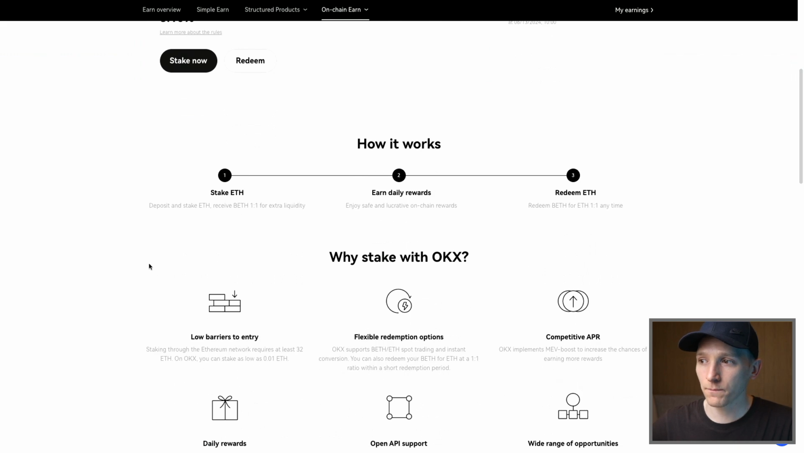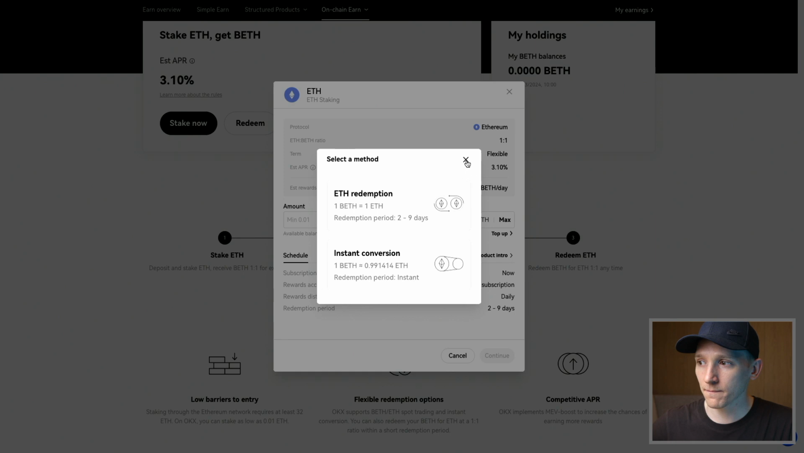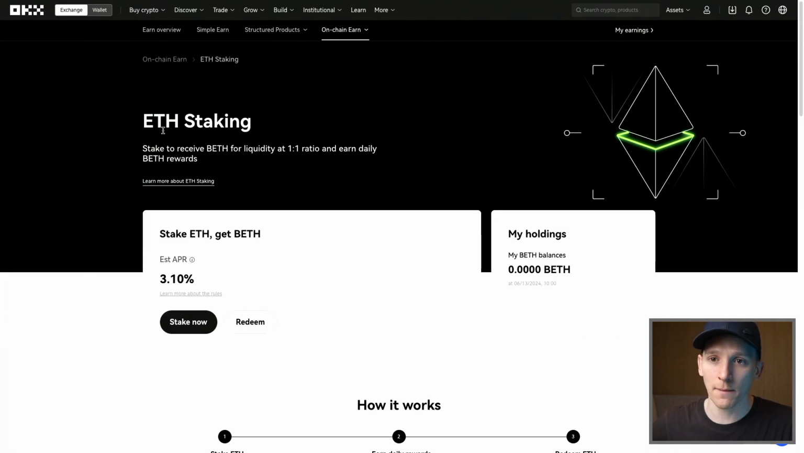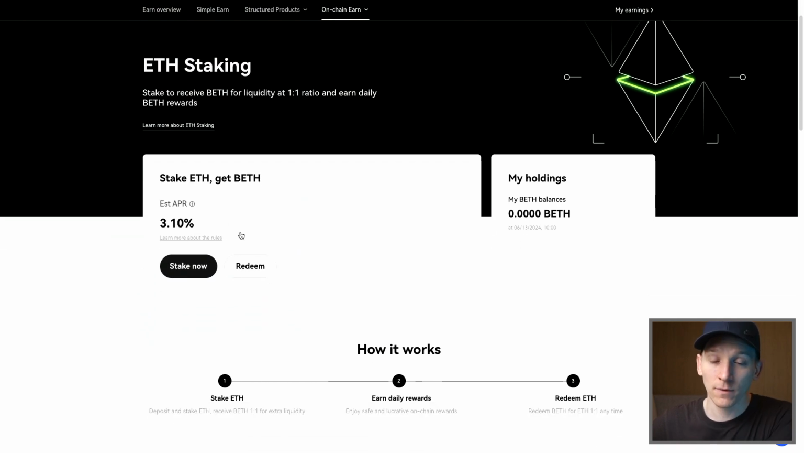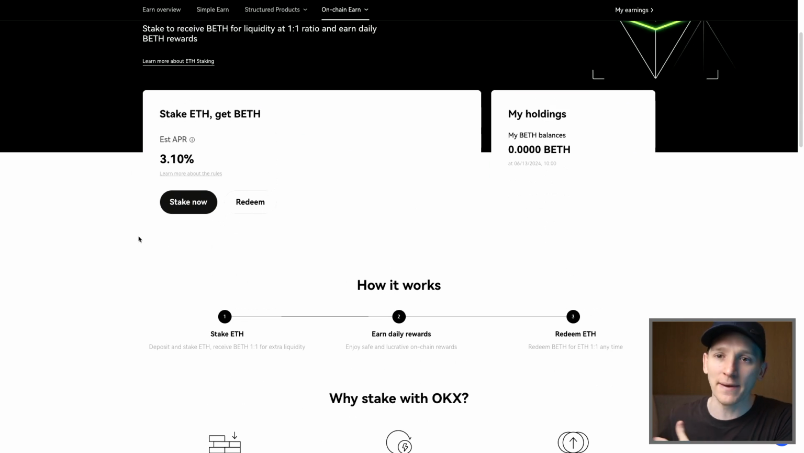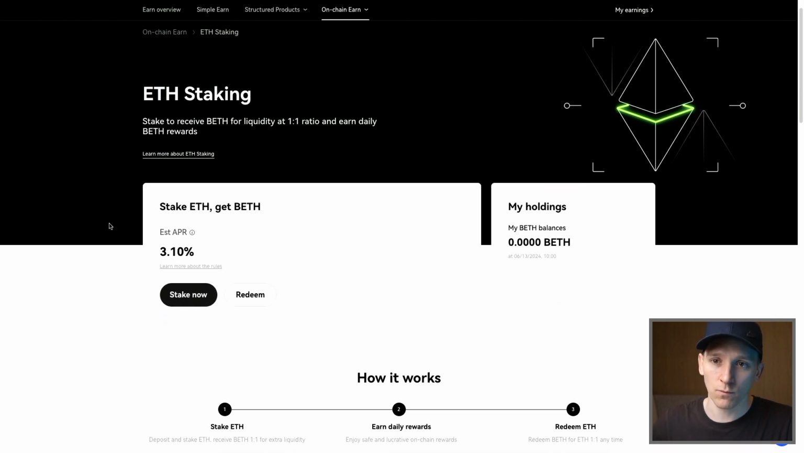Now, what you can do here is redeem, and it's 2 to 9 days. But because BETH is its separate token, you can actually go and trade it immediately. So if you go to trade, you can trade BETH against ETH or USDT or USDC, whatever the pairs are, and you can just immediately trade out of your staked ETH. If you want to sell out for your fiat currency, or if you want to withdraw something from the platform, you can just trade that directly on the trade platform. And then you have the asset right there and you can withdraw it immediately.